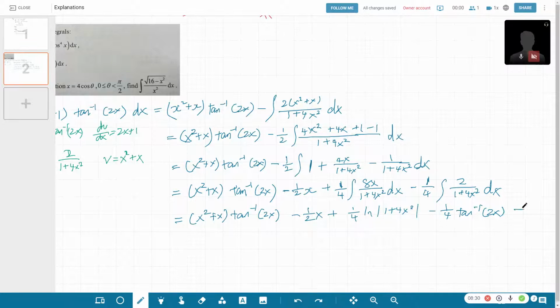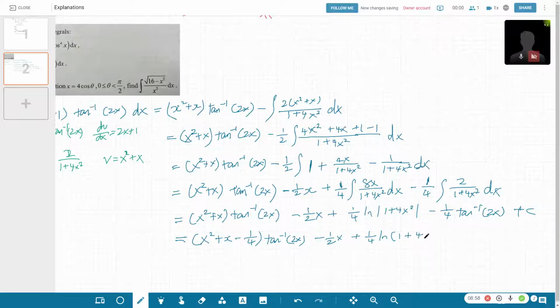Plus c. Okay. So just left with x squared plus x minus 1/4 tangent inverse of 2x, bracketed, minus half x plus 1/4 ln. Now, because this is always positive, we can choose to remove the modulus. Okay, you don't need to keep the modulus. Plus c. So this is the final answer.